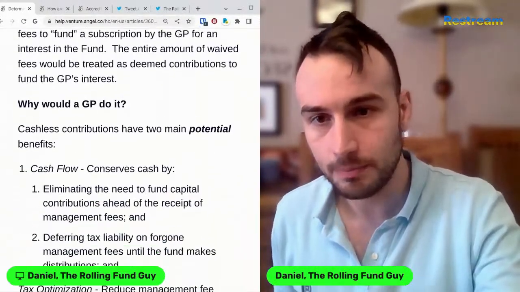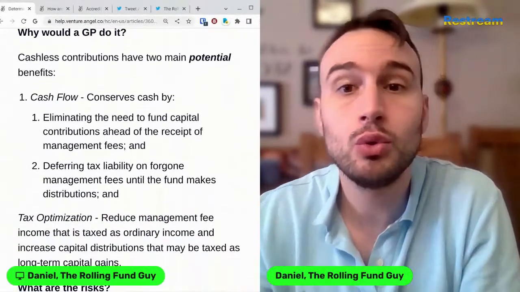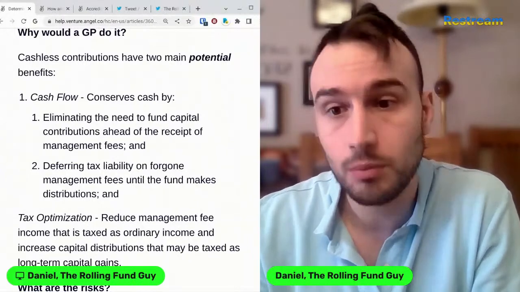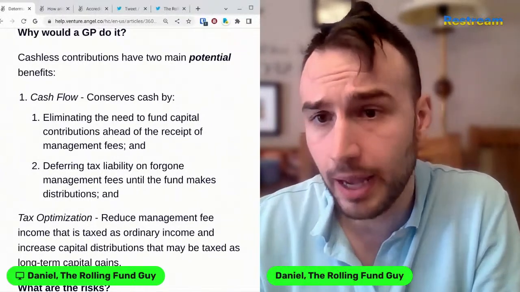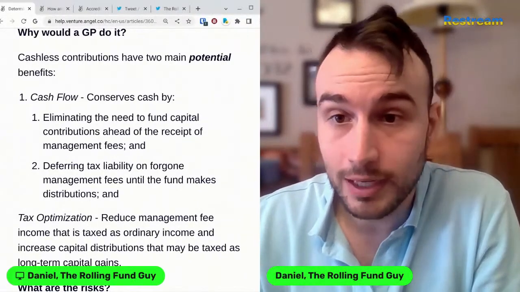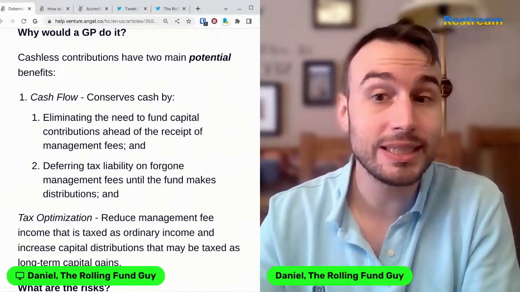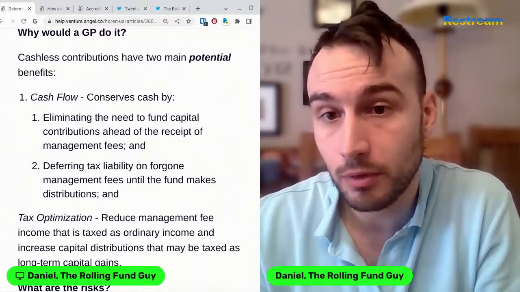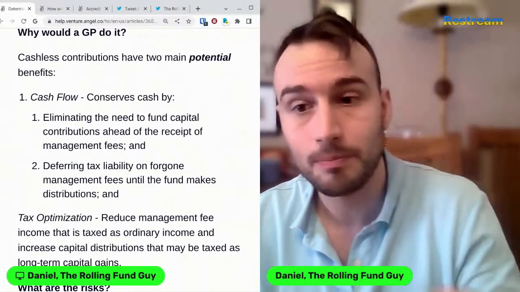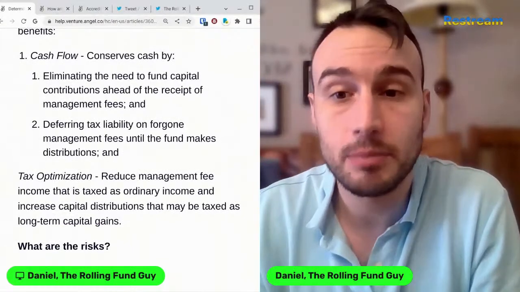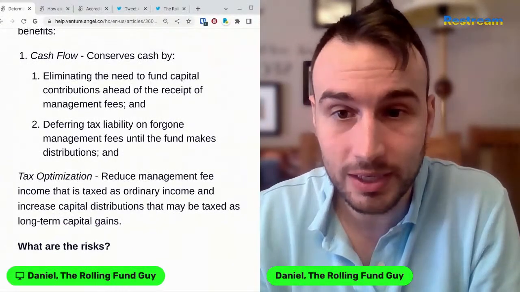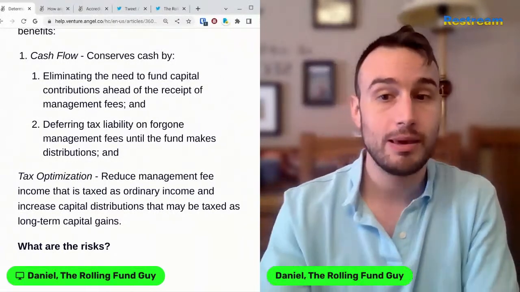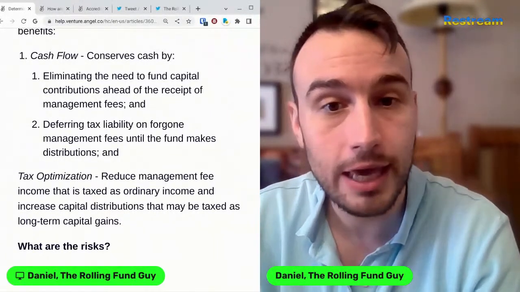Why would a GP do it? Cashless contributions have 2 main potential benefits. 1, cash flow. Conserves cash by 1, eliminating the need to fund capital contributions ahead of the receipt of management fees, and 2, deferring tax liabilities on foregone management fees until the fund makes distributions. And 2, tax optimization. Reduce management fee income that is taxed as ordinary income and increase capital distributions that may be taxed as long-term capital gains.